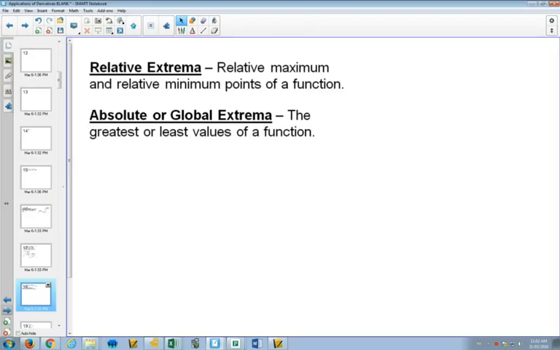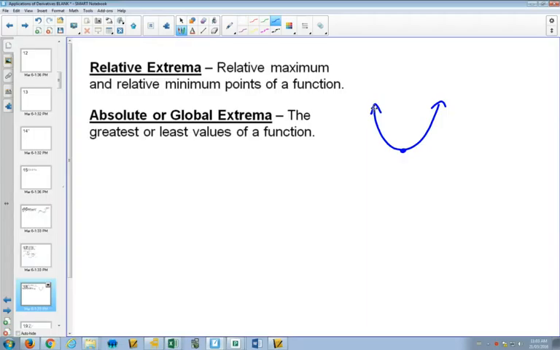Just some more definitions. We call things relative maximums or relative minimums if they're only a maximum or minimum over a small area, and they're called an absolute or global maximum or minimum if that's the biggest point it ever gets. So on a parabola, if a parabola opens up, that would be an absolute minimum because the graph never gets lower than that.